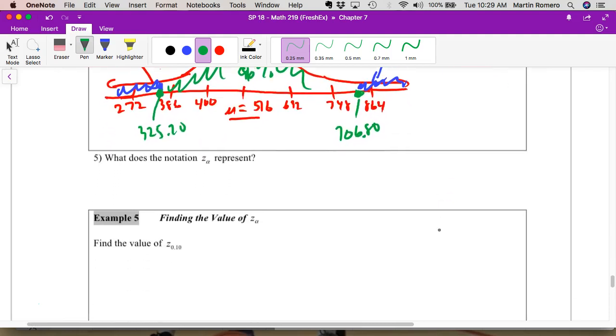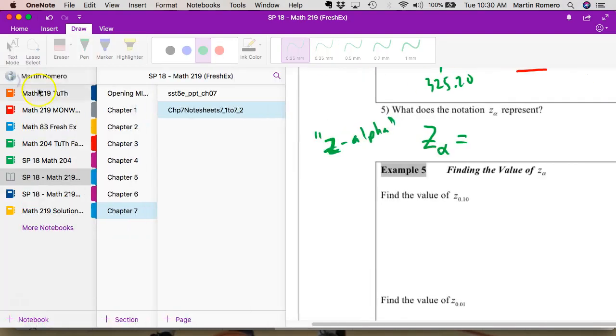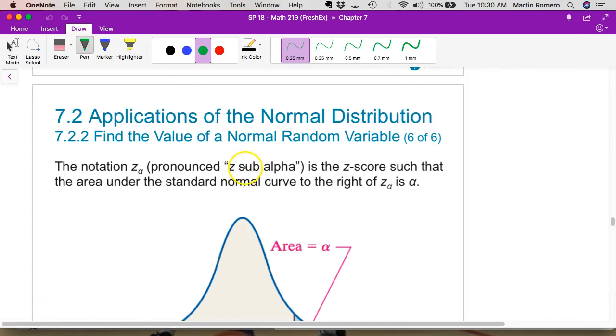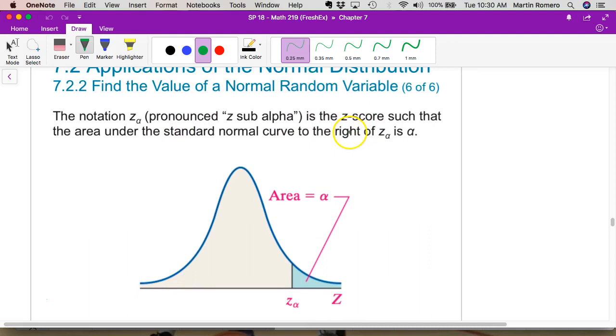And then the next thing, to finish this section off, we have one term that we're going to use later on, what's called a z-score or critical value. You see this notation, z alpha. You might hear me say, what's your Z alpha? That's how we pronounce it: Z sub alpha, or Z alpha for short. Sub means it's a small letter. It's the z-score such that the area under the standard normal curve to the right of Z alpha is alpha.